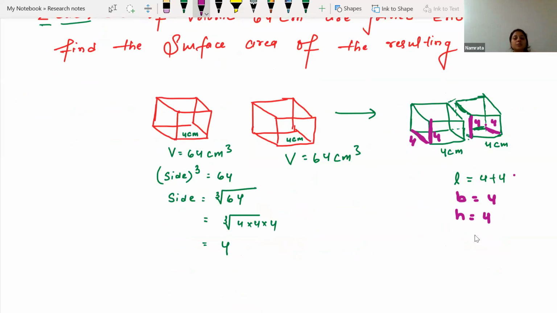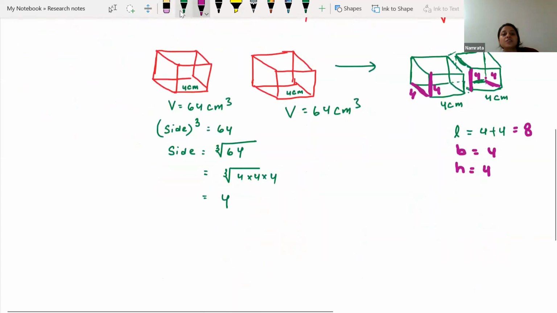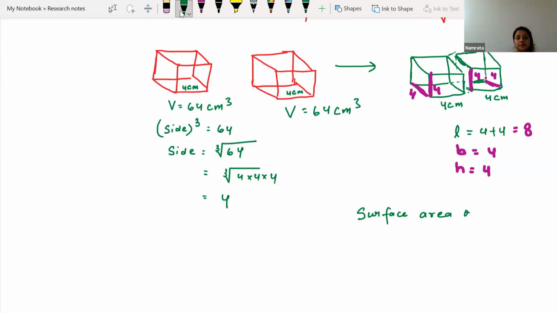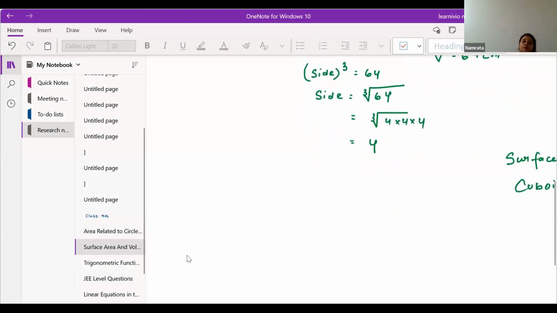Okay, now we have length, breadth, and height. What exactly do we have to find? We have to find the surface area of the resulting cuboid. What is the formula for the surface area of a cuboid? Yes, anyone, you can write it in the chat box also. Okay, I am waiting for your response. What is the formula for the surface area of a cuboid? Meanwhile, I am checking the next question. We already know length, breadth, and height. We just have to find the surface area of the cuboid using length, breadth, and height.